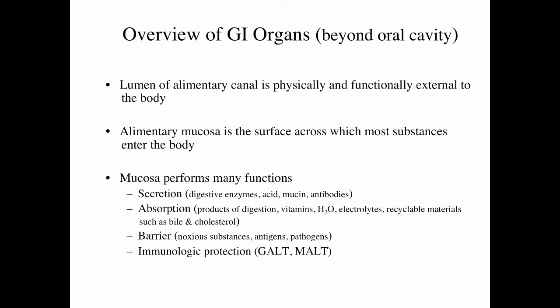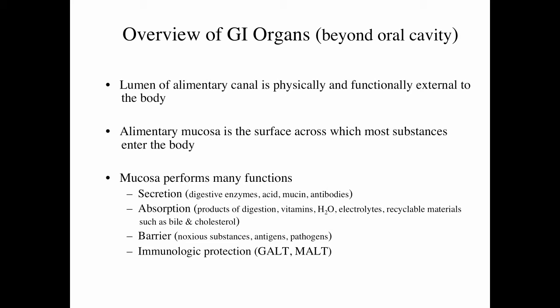This is just an overview of the GI organs beyond the oral cavity. Some things I'd like you to think about. The lumen of the alimentary canal, or of the GI tract, is physically and functionally external to the body. That's a little bit hard to wrap your mind around sometimes, but if you think about it, the luminal space in the GI tract is essentially equivalent to space outside the body.